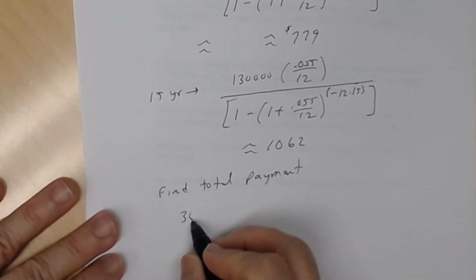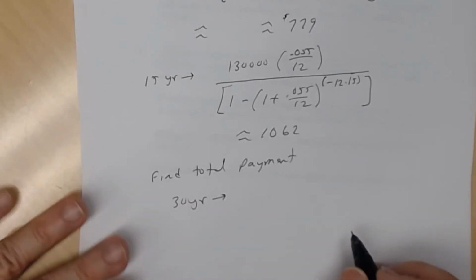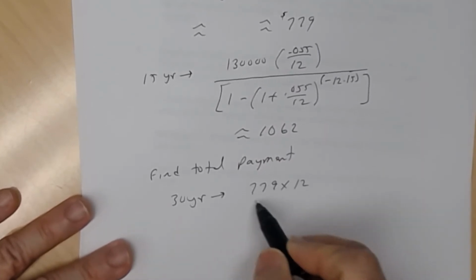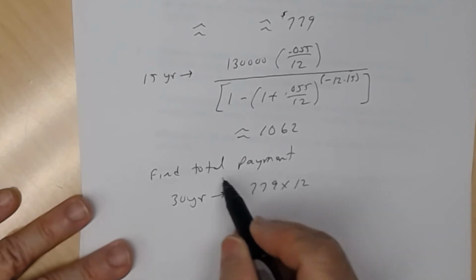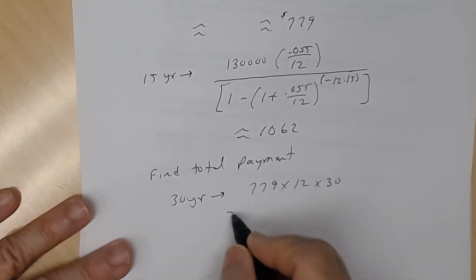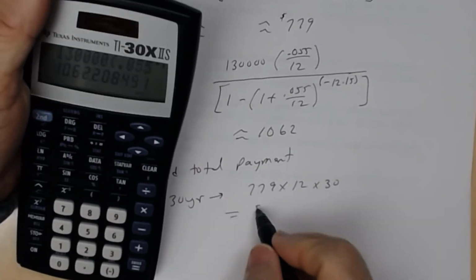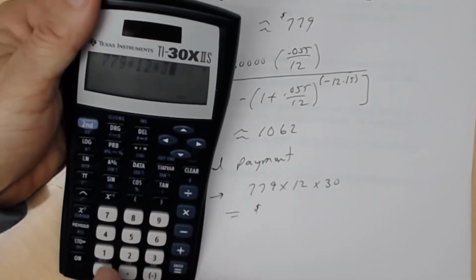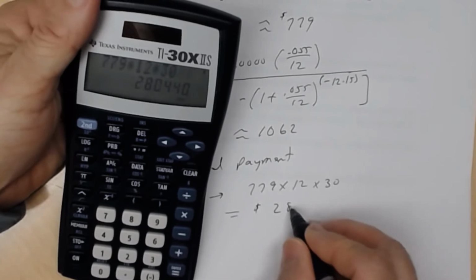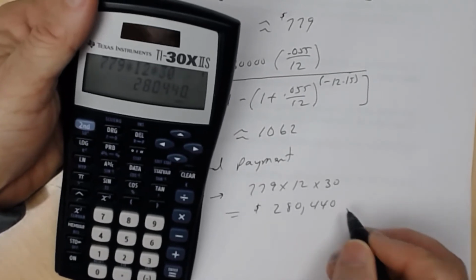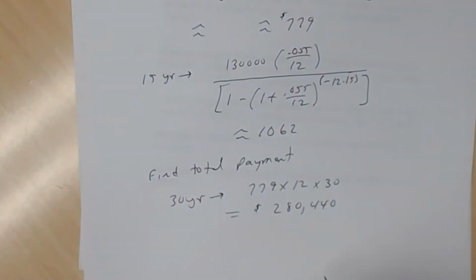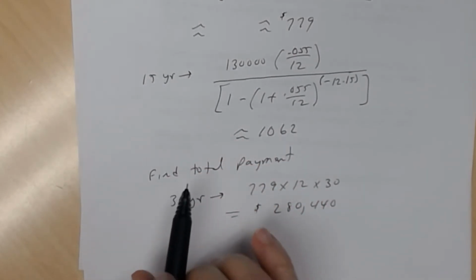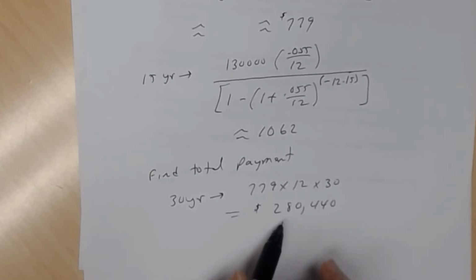All right, so 30-year. So the total payment for the 30-year will be $779 times 12. So that's how much it will be in 1 year, but there are 30 years. And so that becomes 779 times 12 times 30, $280,440. So that's how much I would end up paying. So this $130,000 loan at the end of 30 years will cost me this much.